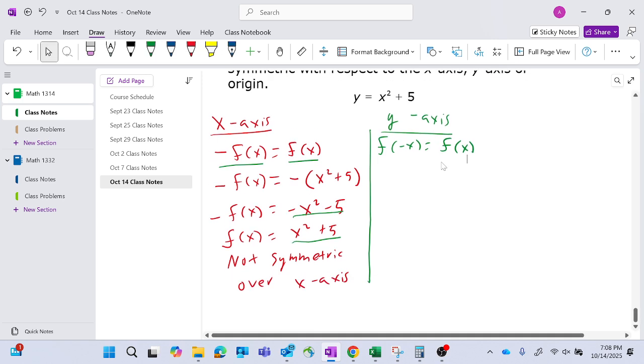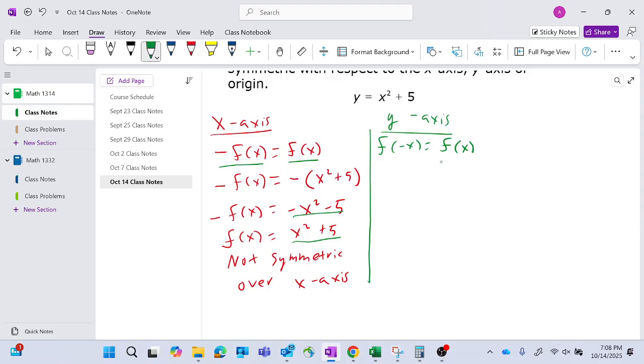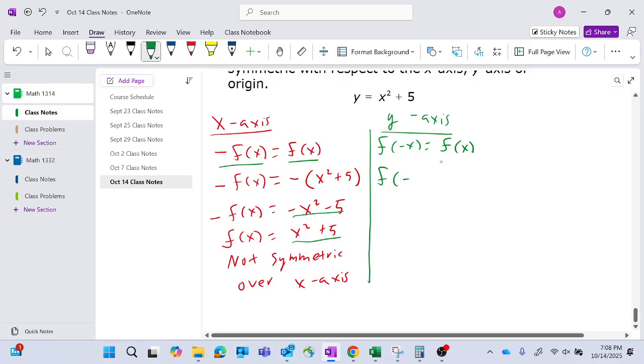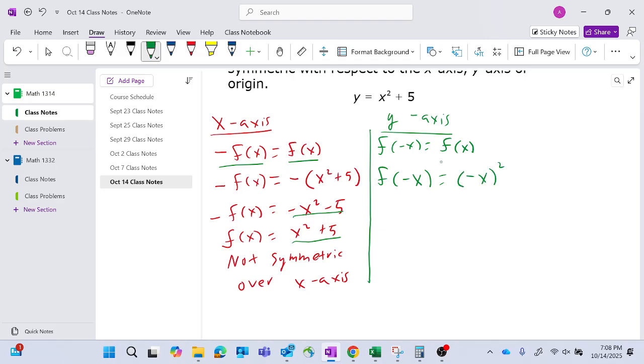That's what I want to know. So let's solve each part by itself. What is f of negative x? That means you need to replace the x with a negative x. So you have negative x squared plus 5.